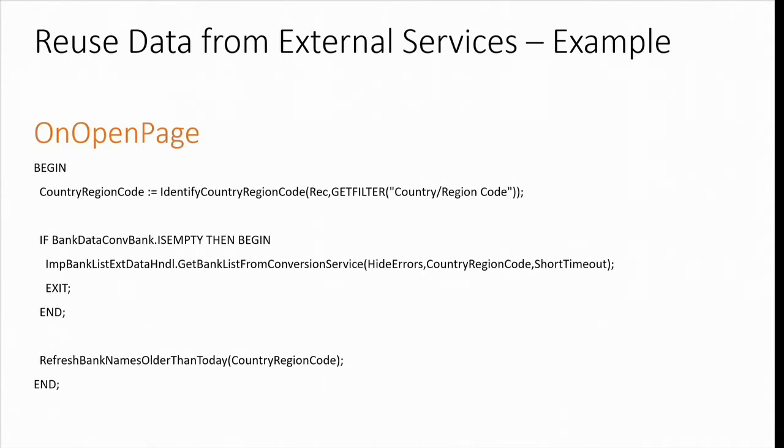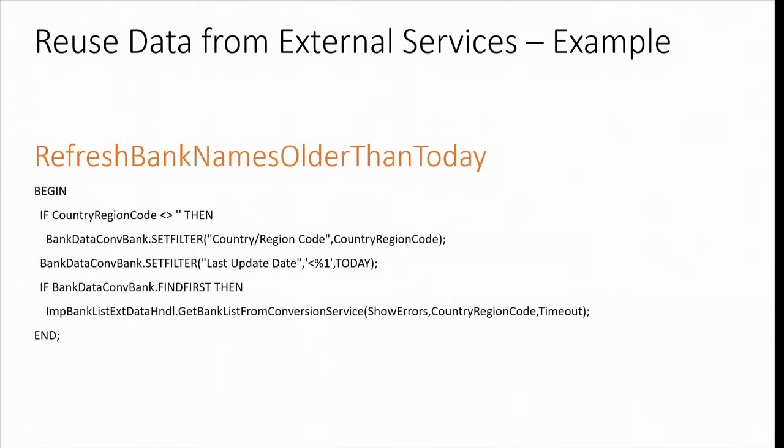How does it work? The moment the page is approached by the user and opened, it tries to figure out which country code we are going to use in this case, because banks are going to be tied to a country. And if there's no data at all, it just goes ahead and fetches the data from the web service. Otherwise, it tries to figure out if the data we already have now is outdated or not. If it is, it just goes ahead and fetches the data again.